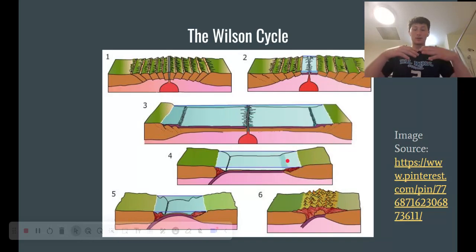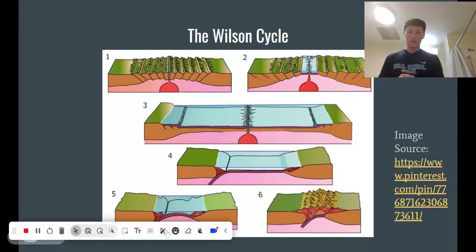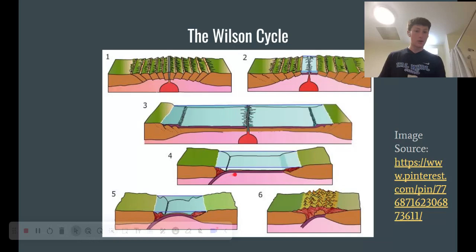Basically, it's where the ocean on the other side of the world begins to subduct under the continental crust, and then eventually, as you can see in stage five, they get closer and closer. And in stage six, the two ends of the continents finally meet, and they form a mountain range. And then you're probably asking, what's going on with the oceanic crust here?